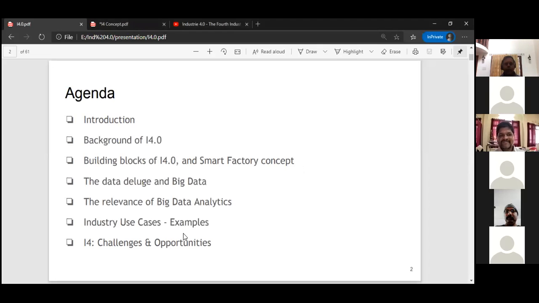Yeah, so let us start with the agenda I have for this presentation, as follows. I have an introduction, which is something about myself. Ebin has to some extent already covered that, but I'll nevertheless step through that. Then I'll give some background information on Industry 4.0, and especially you'll hear about things like the smart factory concept. So that is something I'll pay a little bit of attention to.